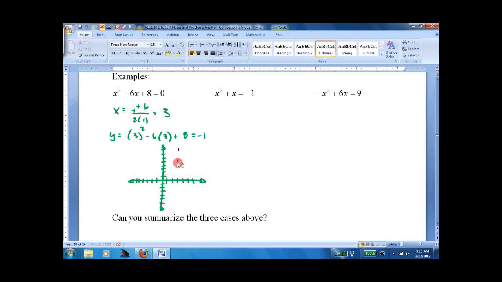Come out to 3, 1, hits at 8. Here, it's going to hit. Let's factor it. Kind of out of space, so I'll do it down here. x minus 4, x minus 2, x equals 4, x equals 2. It's going to hit here and here. Try this one.